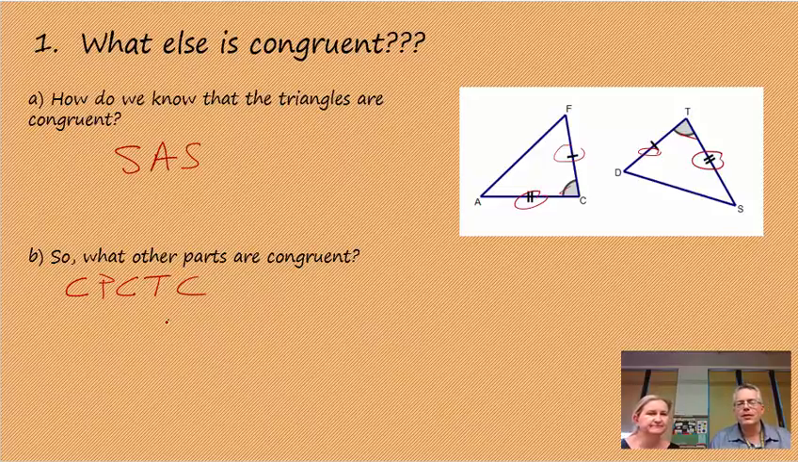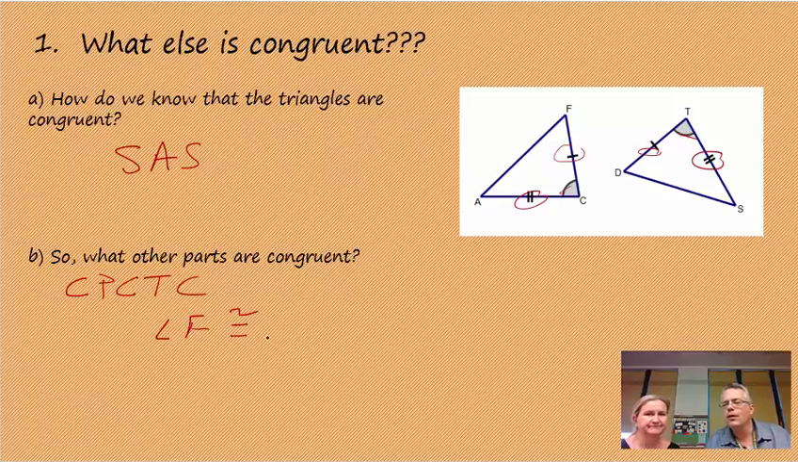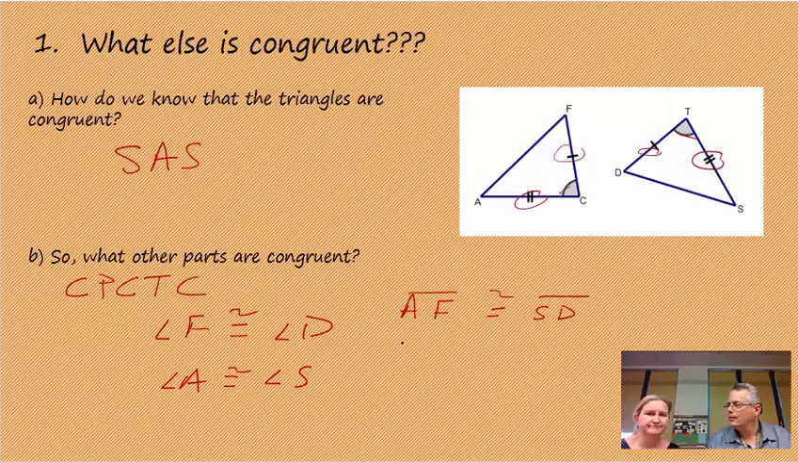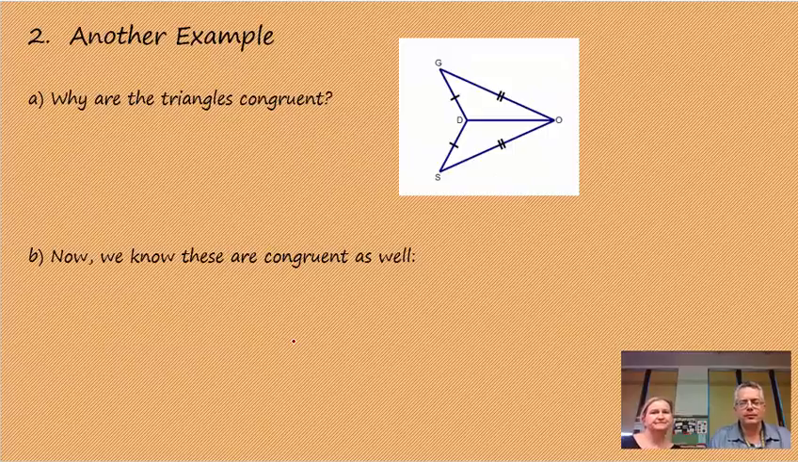So we know, for instance, that angle F is congruent to angle D. We also know angle A is congruent to angle S. And then we know one more thing that we didn't know before. We know that side AF is congruent to side SD. Okay, great.